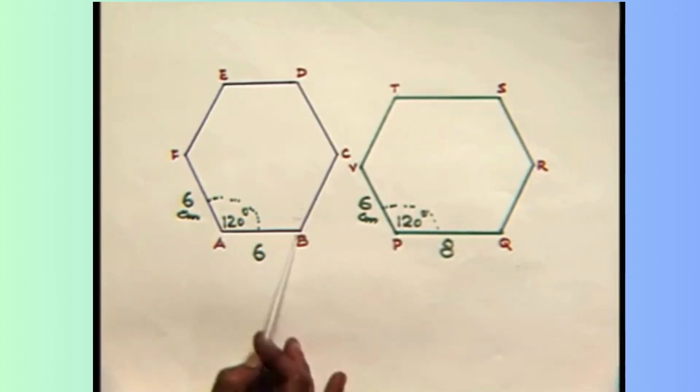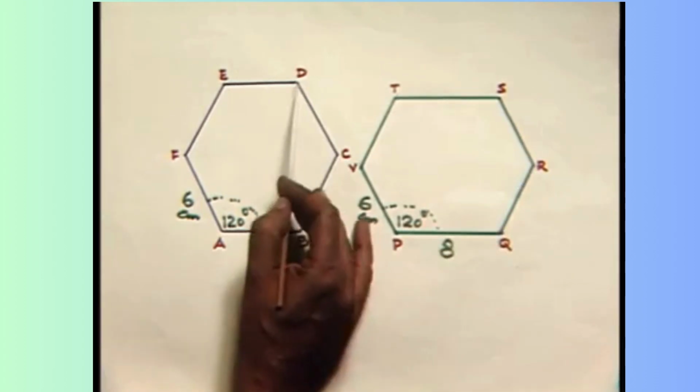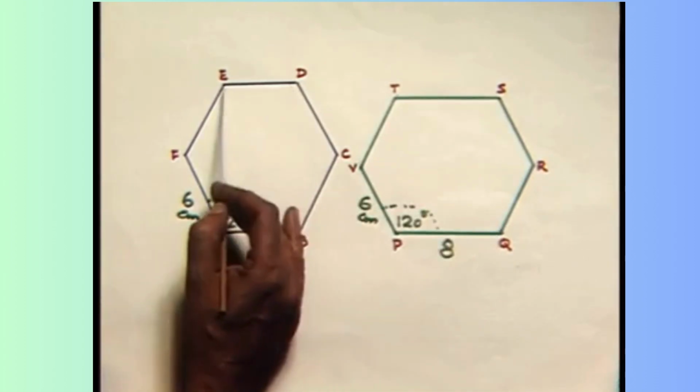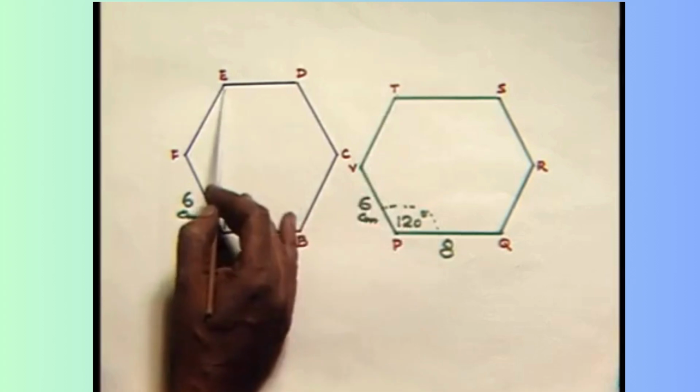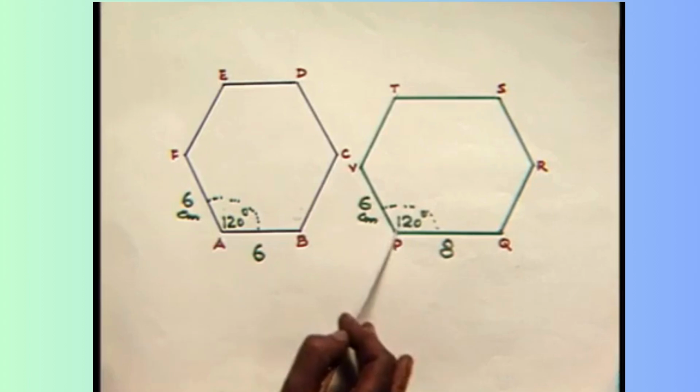A corresponds to P, B corresponds to Q, C corresponds to R, D to S, and E to T. Each angle of this polygon is 120 degrees, and so is each angle of this polygon.